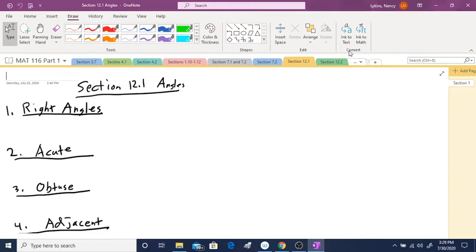Welcome back to the Math 116 class. Today we're going to cover section 12.1. We're going to cover angles and different types of angles.